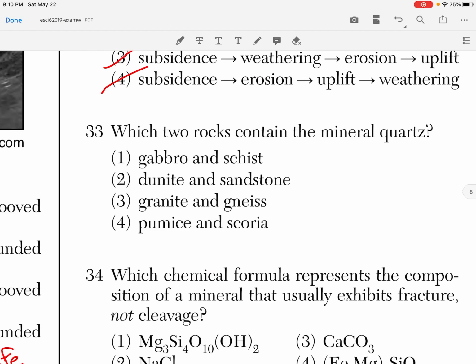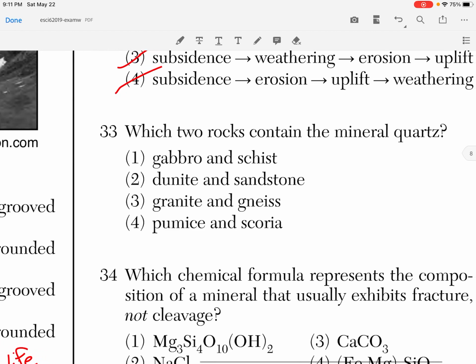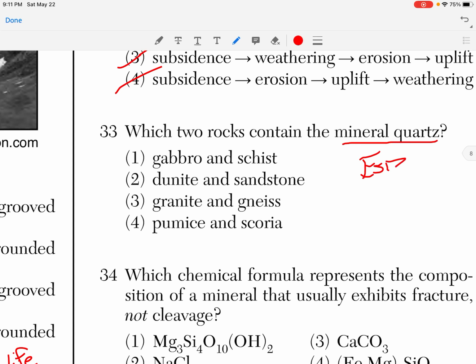All right, guys, question number 33. This is a question about the composition of rocks, and specifically we're looking for the mineral quartz to be in this rock or in both rocks. And that just makes this a little bit challenging because you have to go through all of the choices to figure this one out. We're going to look at a reference table, pages 6 and 7 for the answer to this one, but you really do have to just go through all of them to determine whether it has quartz in it. So let's start with gabbro and schist.